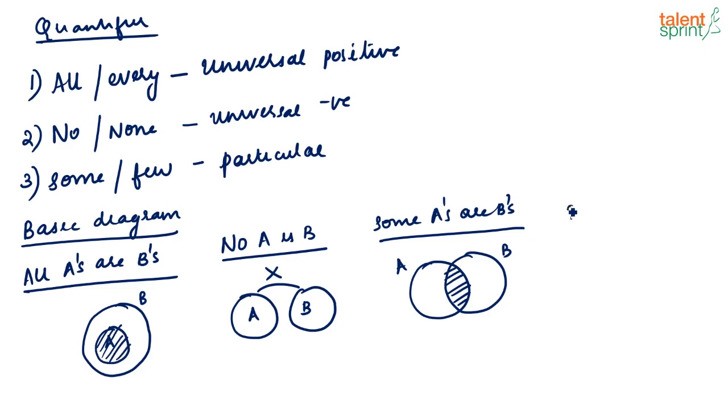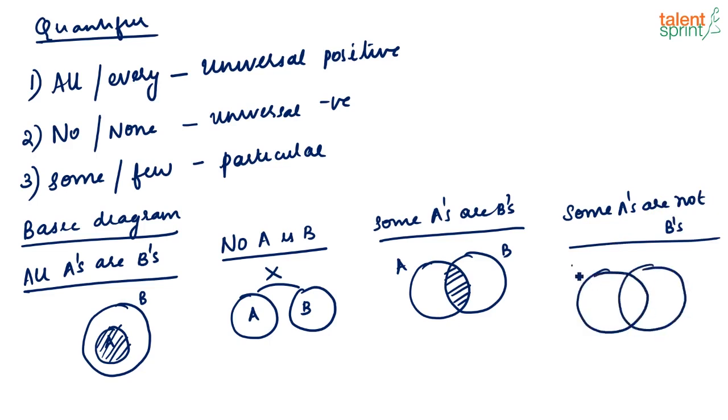And now you have one more statement, some A's are not B's. How will we represent this? Some A's are not B. So you have a set A, a set B, and some A's are not B. So this is the region that we are referring to. So these are the basic diagrams for these given statements.